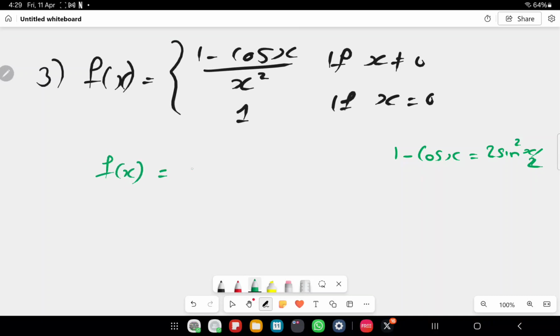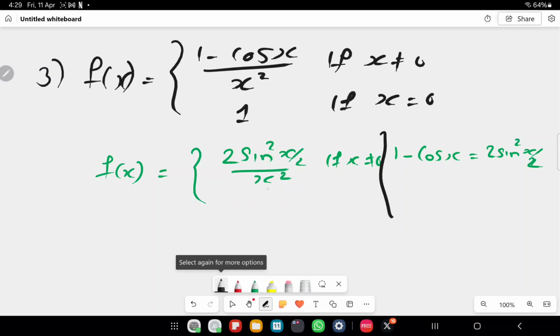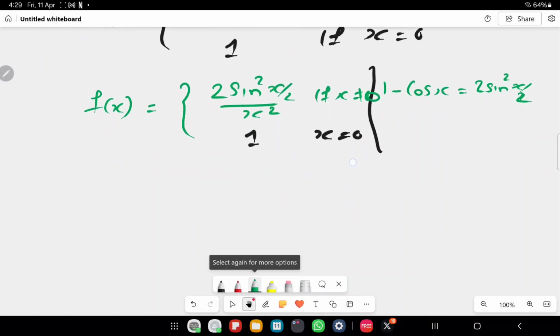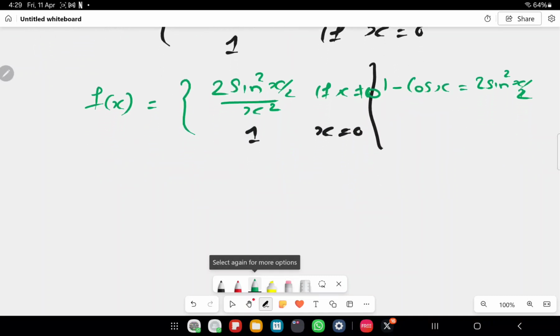f of x is equal to, this I can write as 2 sine square x by 2 by x square, if x not equal to 0. Okay, this is how I split it. And here it is 1 if x equal to 0. Children, this is 0 only. Now, you may ask what is the benefit of doing it like this. Still sine 0 will become 0. No, I will use the previous question. We use the result, no?